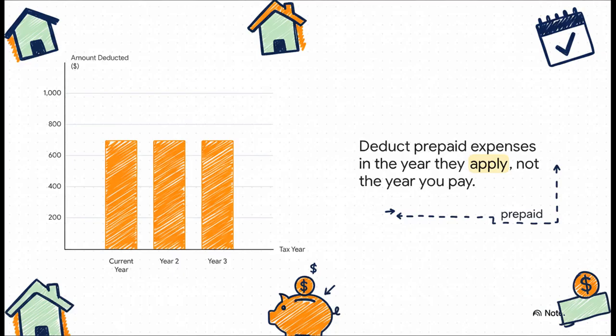You have to match the expense to the year it actually applies to. So since that $2,100 policy covers 3 years, you just divide it by 3. She can only deduct the part that's for this year, which is $700. Then next year she'll deduct another $700, and then the final $700 in year 3. It's all about matching the expense to the benefit.